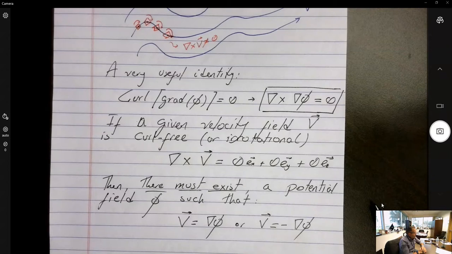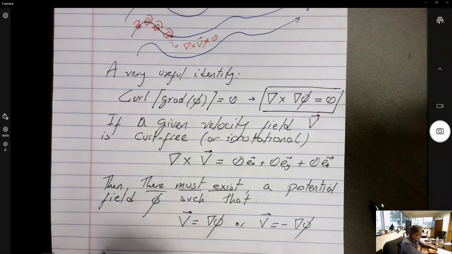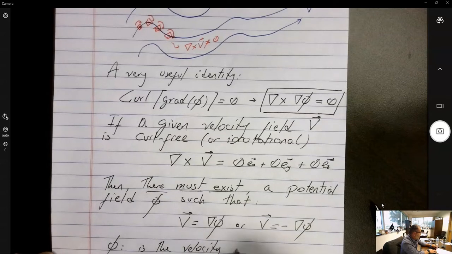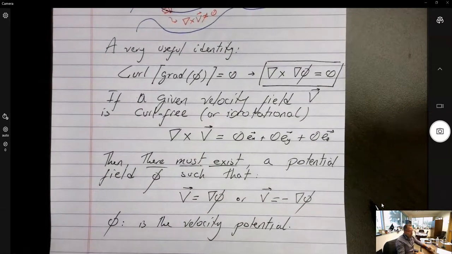Okay, so that happens because of this particular identity. So again, if you are given a velocity field that resolves to irrotationality, that is curl free everywhere, then there must exist a potential scalar field from which you can derive the velocity, just like that. We call this the velocity potential. It's the velocity potential.